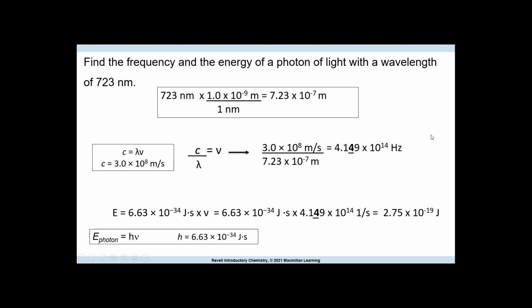Now, had it just been asking for this number here, I would have rounded this and the answer would have been 4.15 times 10 to the 14 hertz. But I'm not. I needed this to plug in to use it on this problem. And that's what I did.